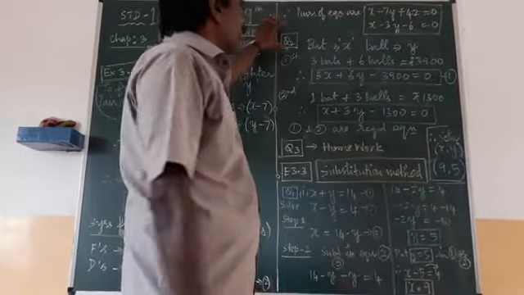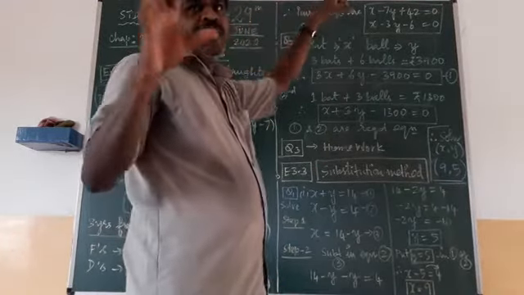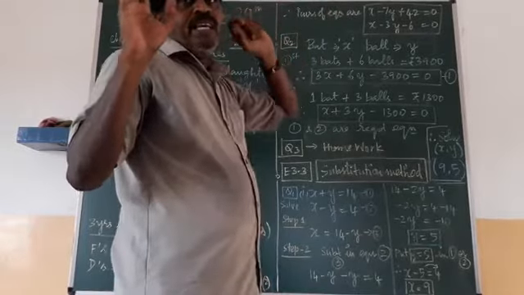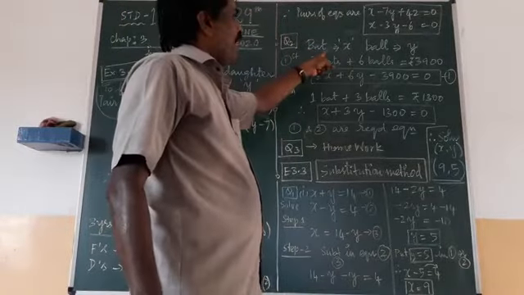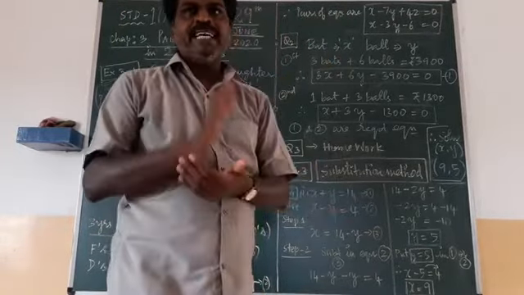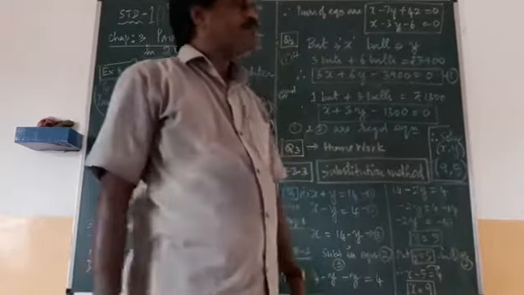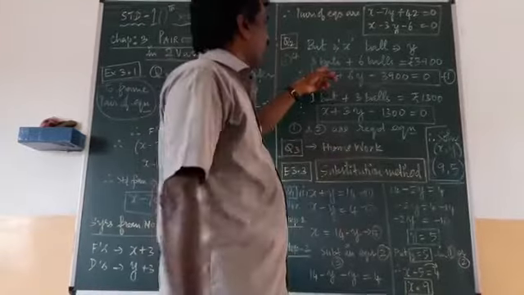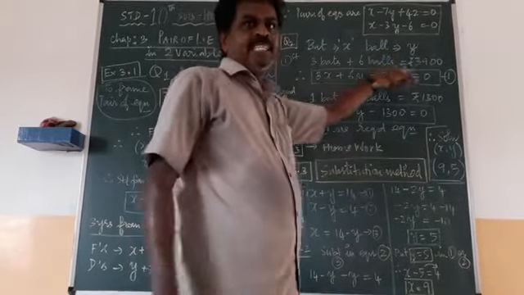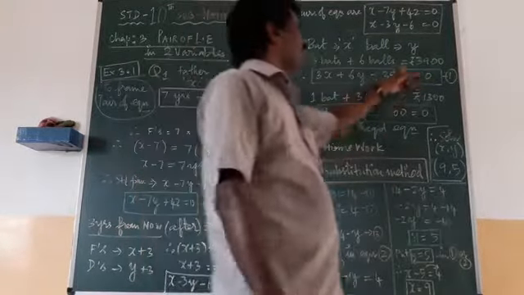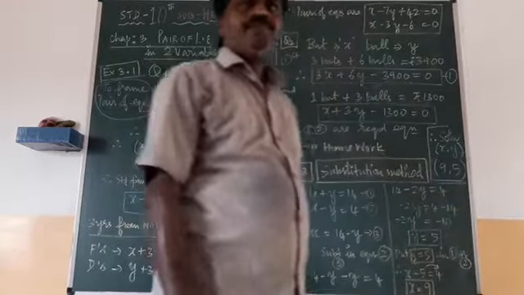You see question number 2. A cricket coach is buying bats and balls. He is buying bats and balls. Let us assume bat as X and ball as Y in variables. First he is buying 3 bats and 6 balls. He is giving money 3,900.